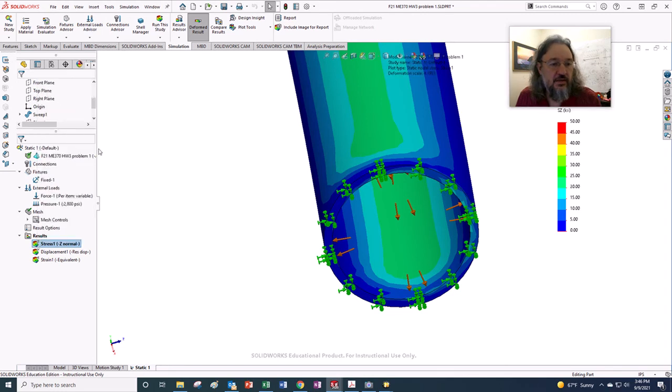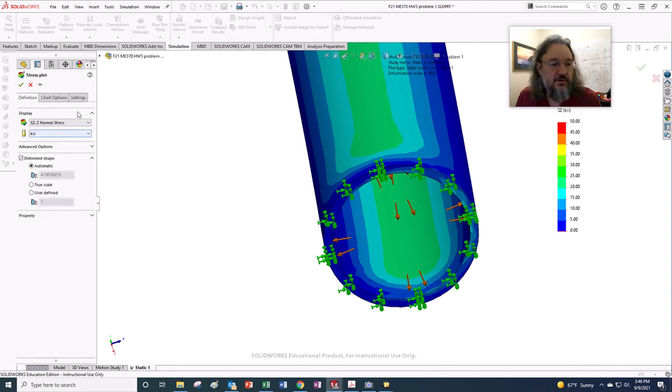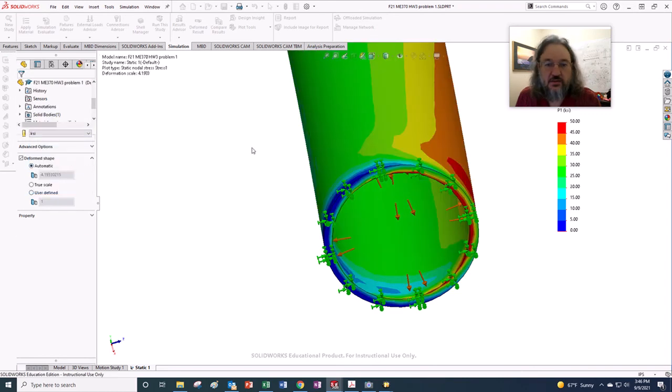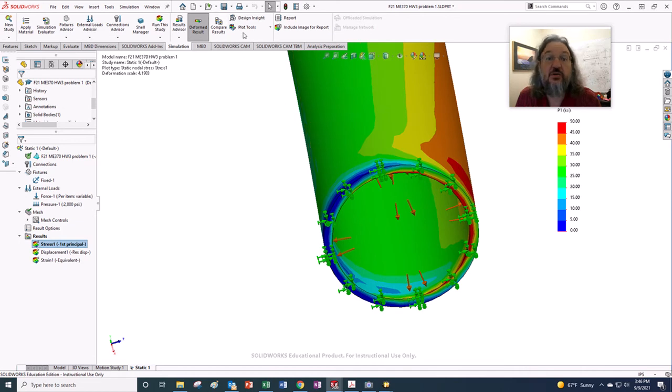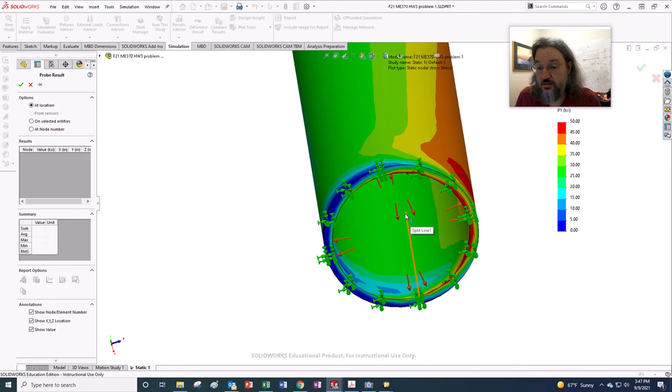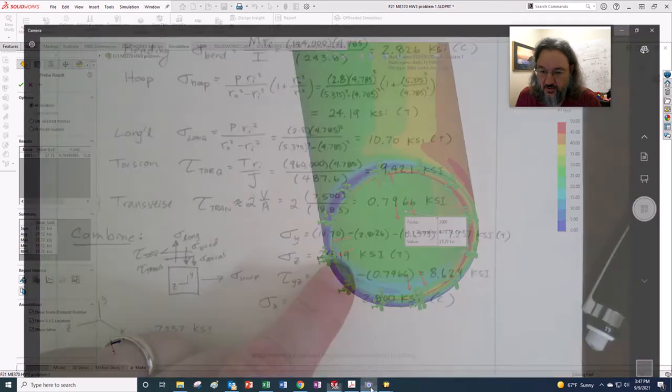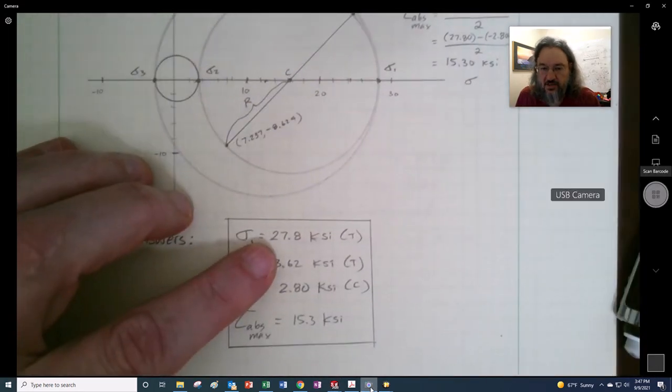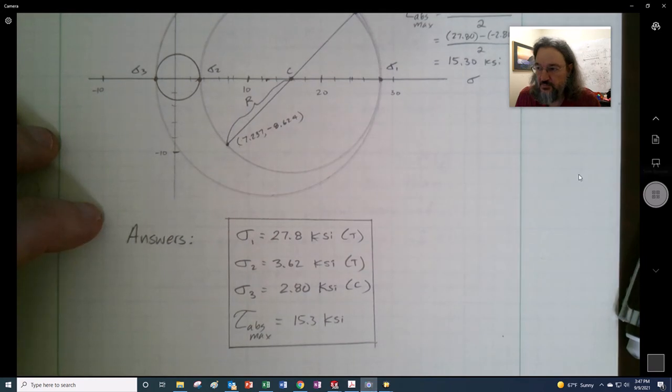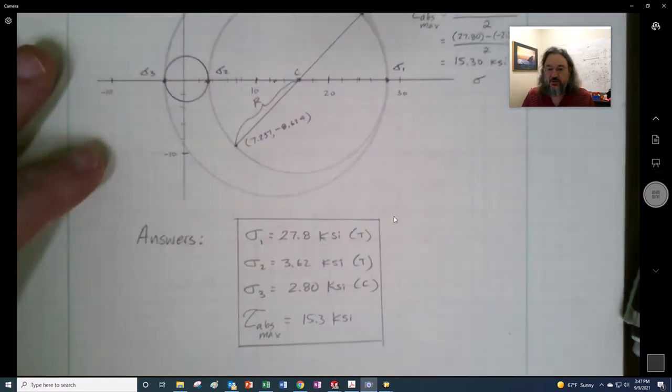So we edit the definition, and we'll make it first principal stress. You can see this is first principal stress right there. And then we can go probe again and pick that out. See 27.72, and what did we get? Wow, that's pretty darn good. 27.8, and so that's pretty good.